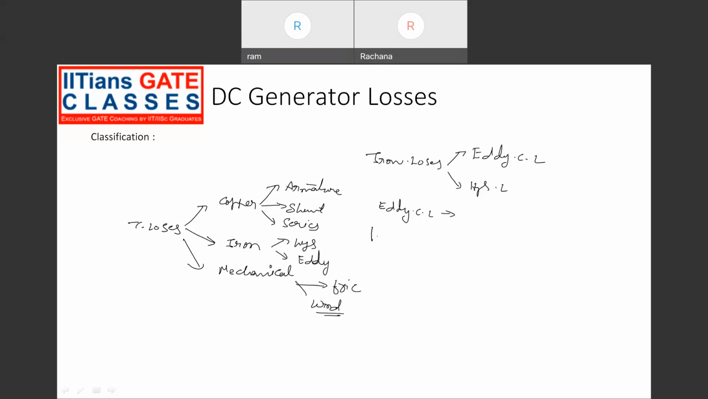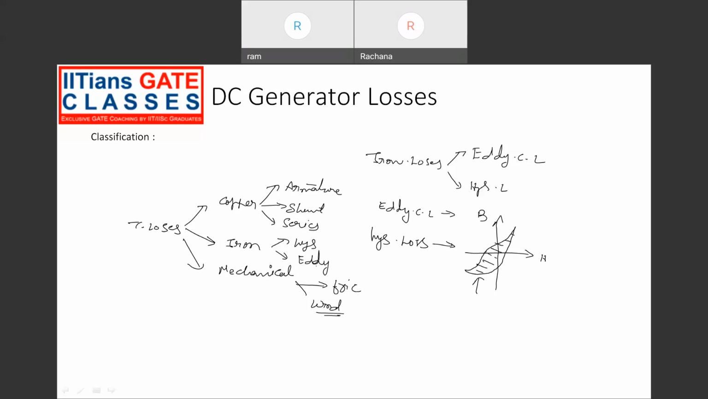The other one is the hysteresis loss. Hysteresis losses are due to the magnetic reversal of the armature core. The hysteresis loss for a given material is given by the BH curve. Generally, we know what the BH curve looks like. The area under this curve gives the hysteresis loss. So to reduce the hysteresis loss, the area of this curve has to be less. So we have to select an appropriate magnetic material which has a smaller BH curve. Okay.